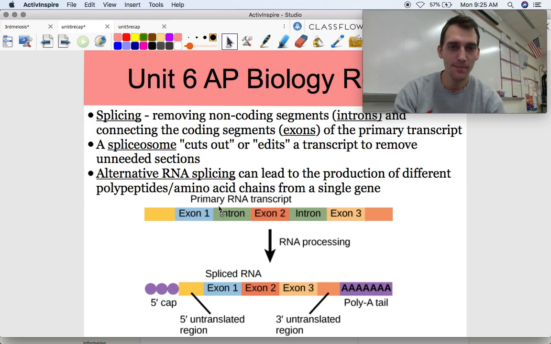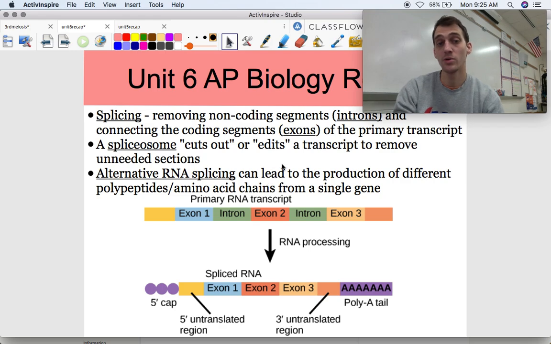So check it out. Here's a primary mRNA transcript. We have exons and introns here. After a spliceosome comes through, it cuts out or edits the transcript. It takes out the introns and leaves in the exons. So here's a primary RNA transcript, and here's what we would call a mature mRNA molecule. There's a 5' cap, there's a poly A tail, and the introns have been spliced out. This is RNA that's ready to be translated.